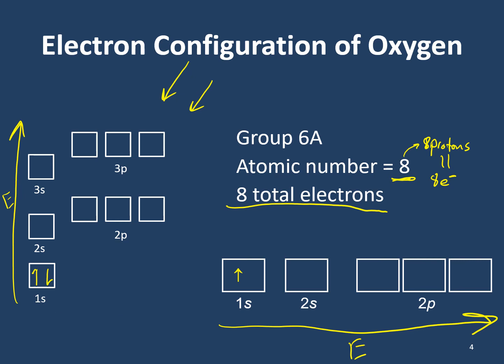The next thing we do is we go to the next highest energy orbital, right, which would be the 2s. So we go up, down. I've put a total of 4 electrons in this diagram. Next, I'm going to add to the 2p. It's my next highest energy one.